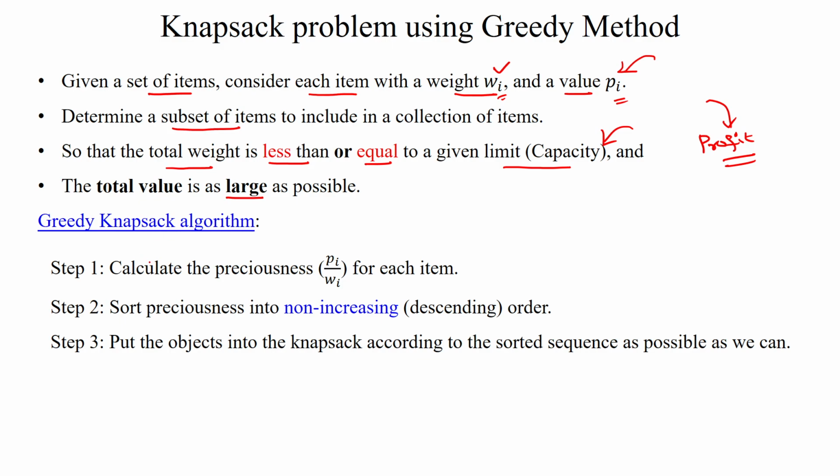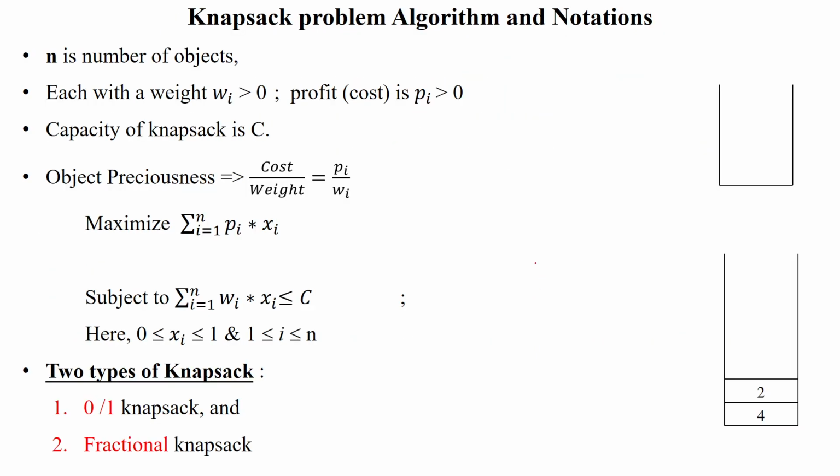Here the knapsack problem has three steps. First, we calculate the preciousness of each item, that is, the importance of each and every item, which is given by the profit of the corresponding item divided by the weight of that item. Then the values are sorted in descending order. After that, we select the items one by one based on the descending order. We will see that with an example.